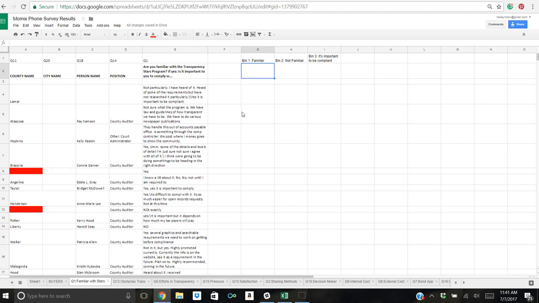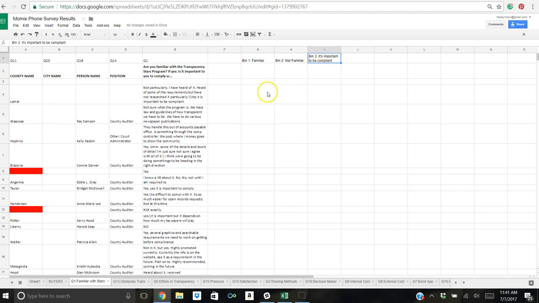So with that said, there's a few ways, or at least a couple of ways, that you can bin the data. And the first step is to create the bins or the categories. So for this question, it's fairly easy to create the categories. The question is, are you familiar with the Transparency Stars program? If yes, is it important to you to be compliant with the program? So the bins that I created were, number 1, they're familiar with the program. Number 2, they're not familiar with the program. And number 3, it's important to them to be compliant with the program.